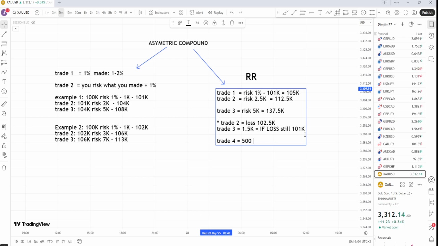Okay, and let's say I won. So I lost trade 2. I lost this one as well. Still I'm up 500. So I risk 1 time my initial risk, right? And if, let's say, I win and I made 2K, and by the way, I can run 10R, 20R. Okay, let's say I made 2K. Now I will have 102.5K because I have 500 plus the 2K.